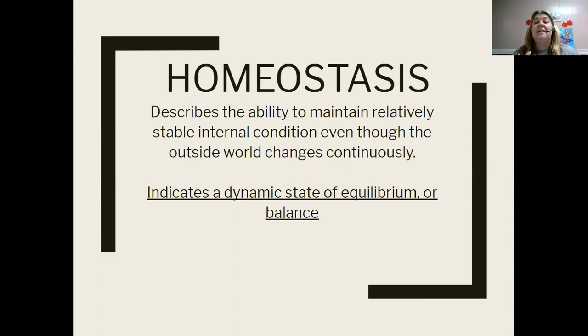Homeostasis indicates a dynamic state of equilibrium or balance. If your body is in balance, you are healthy. If your body is unbalanced, then that means that you have some type of illness. So the good thing is that our body pretty much takes care of this for us. Every now and then it'll get out of whack and we can't get it fixed on our own. And so we have to go to the doctor and get medicine, or we have to go to the doctor and have something done to us so that we can get our body back on track. But for the most part, our body does this for us on its own.